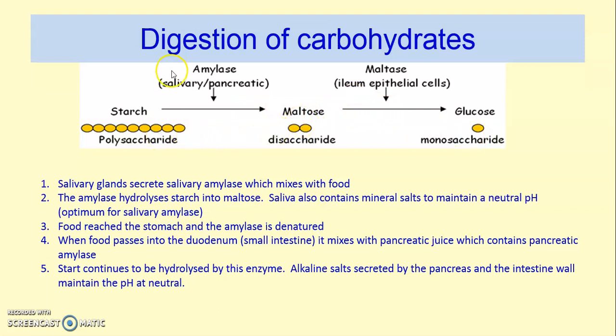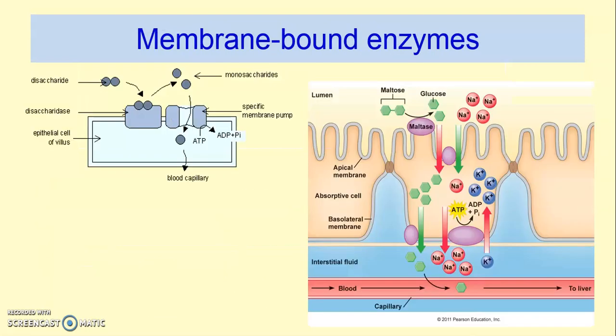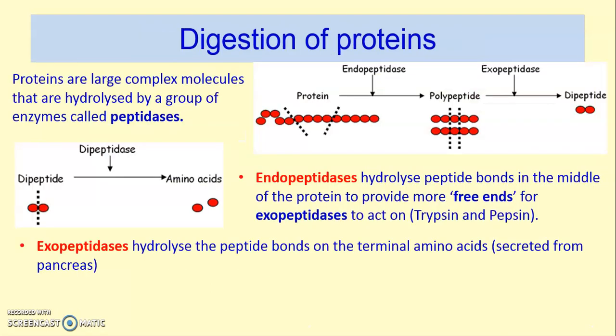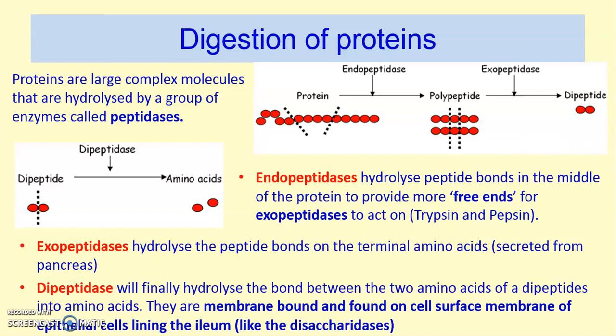If you didn't know that chopping starch up into units of 2 sugars would give you maltose, you need to go back over and learn your disaccharides. Okay, so we do that for the carbohydrates. We talk about the membrane-bound enzymes. We do the same for proteins, and the proteins are very similar. Look, you start with a big long chain. Here's your intermediate bit where you chop it up in the middle with your endopeptidases, and then your exopeptidases get to work removing dipeptides from the ends of those short fragments, and those dipeptides can then be hydrolyzed by membrane-bound dipeptidases, again in the ileum. Okay, so it's very similar to carbohydrates.